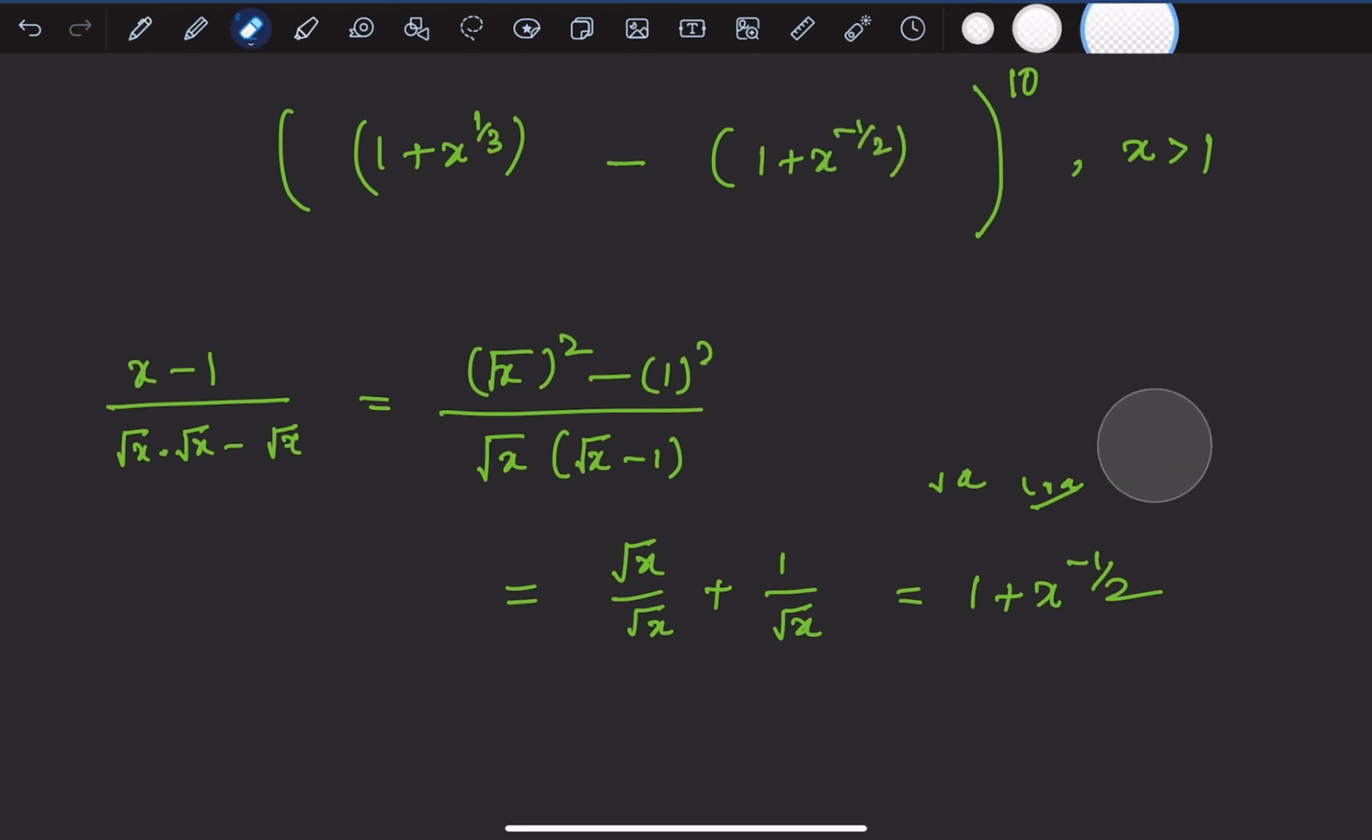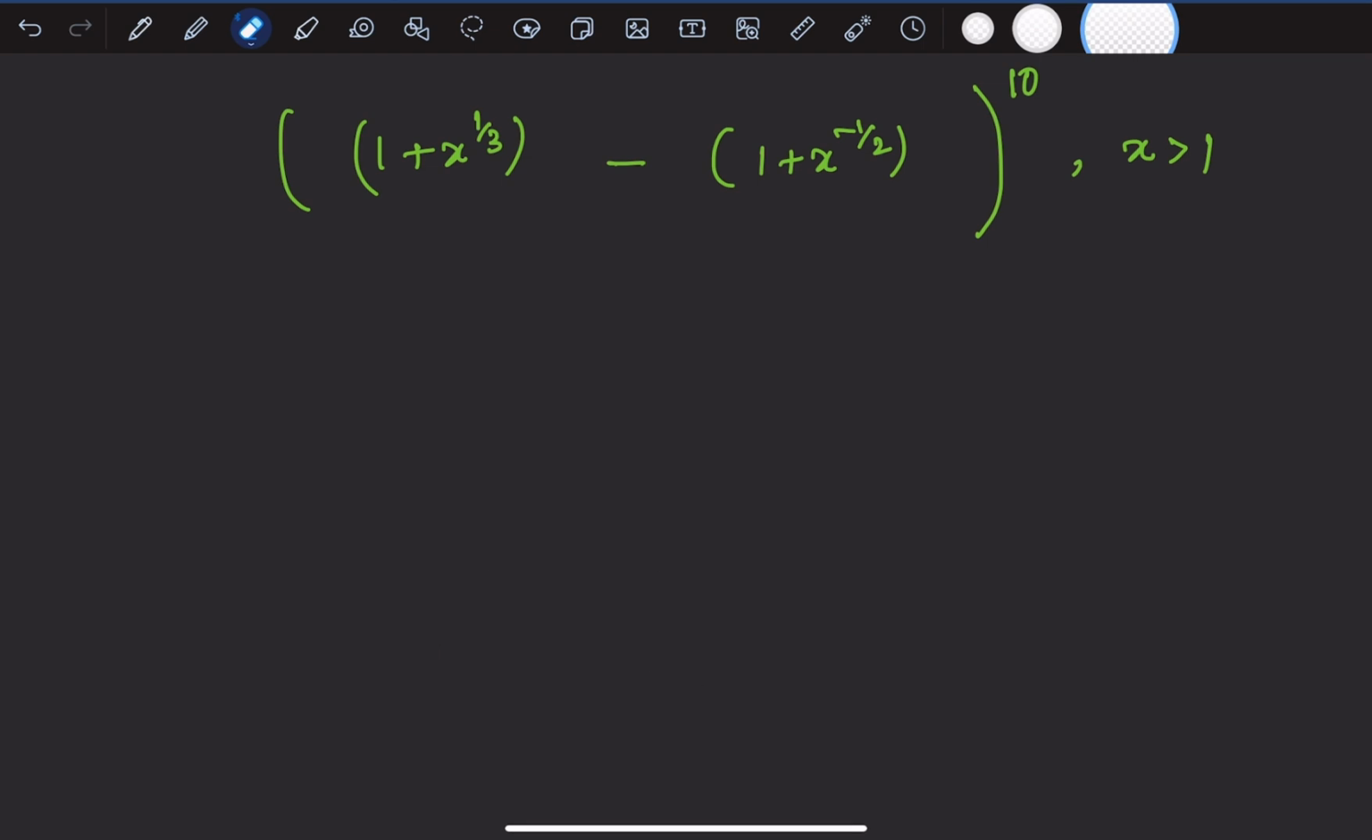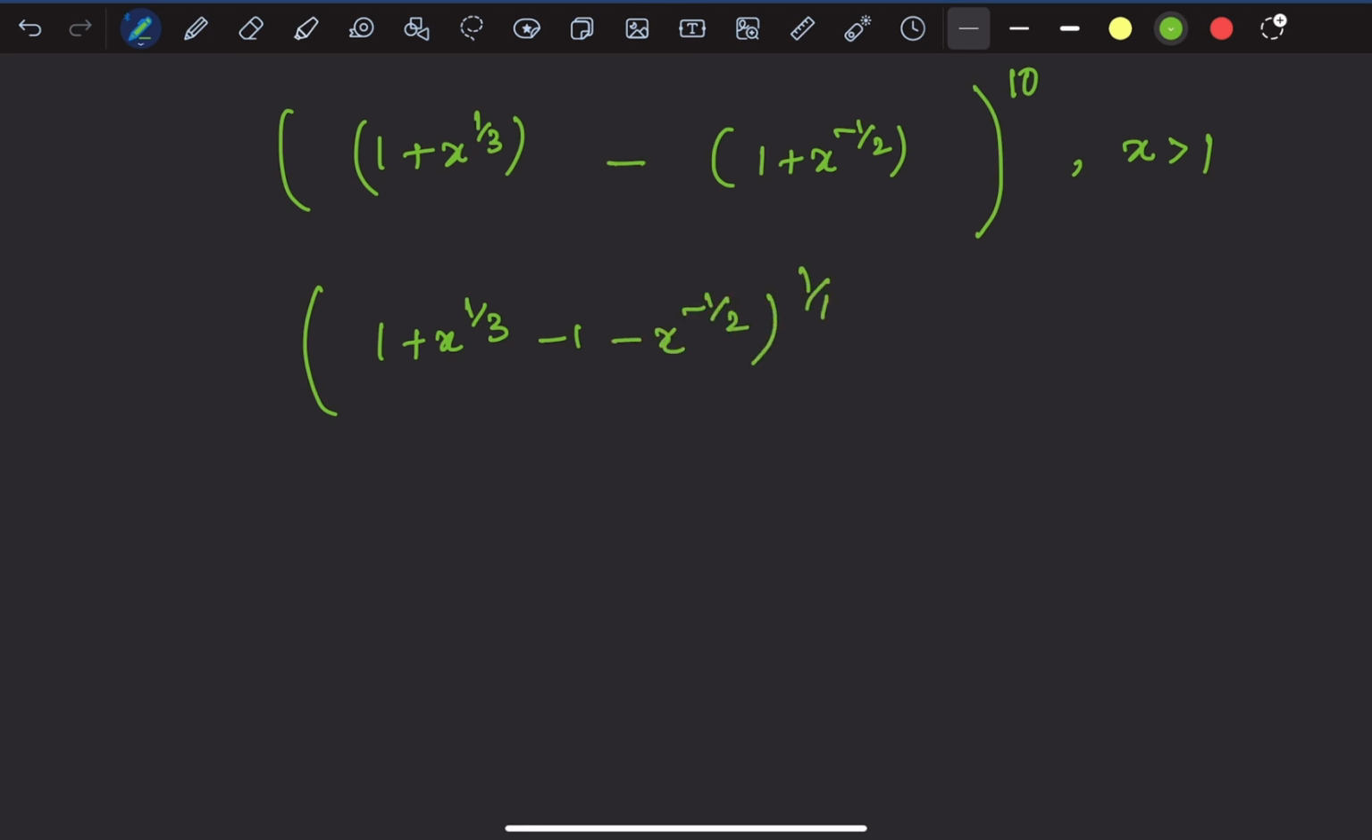Alright. Now, inside the bracket you have (1 plus x to the power 1/3) minus (1 minus x to the power minus 1/2), whole power 10. So this one and this one get cancelled. So this is simply (x to the power 1/3 minus x to the power minus 1/2) whole power 10. Alright. So now this is in the form of (x minus y) whole power n.